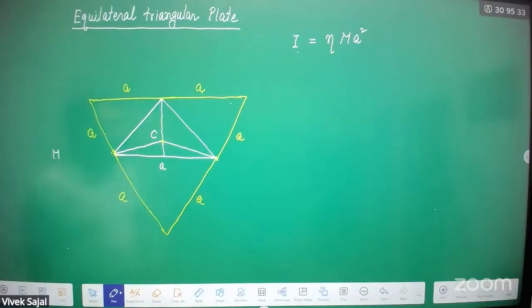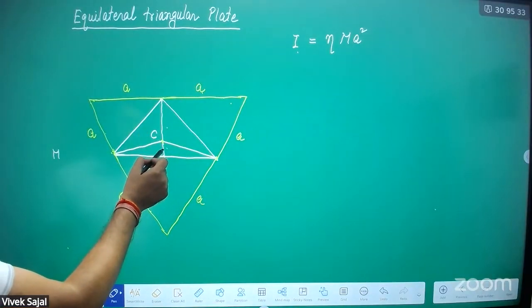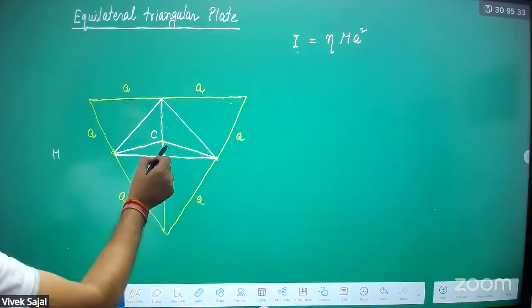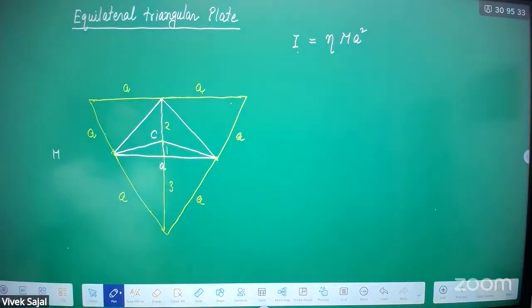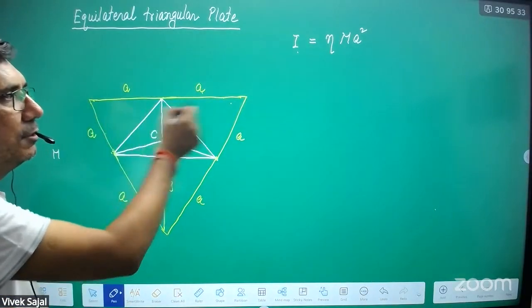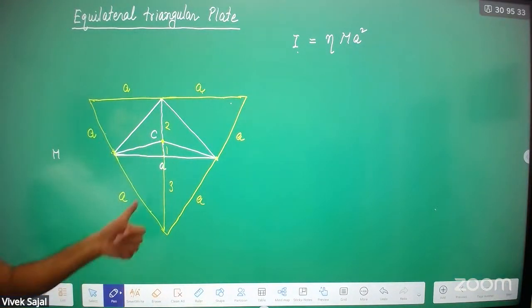This will be the center of mass. This is two parts, this is one part. Try to understand. If you draw this line, 3 parts will be here, 1 part here, 2 parts here. So this is 4:2, so this will be 2:1. So automatically this will be the C point, the centroid point for this larger equilateral triangular plate. So it will be like this.